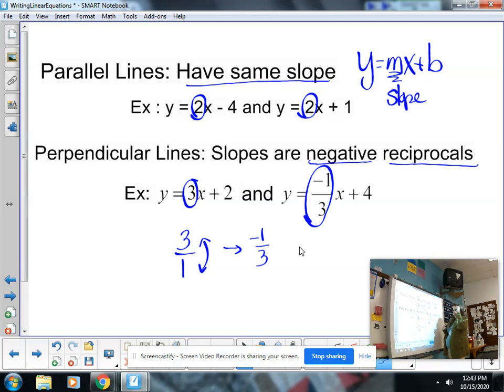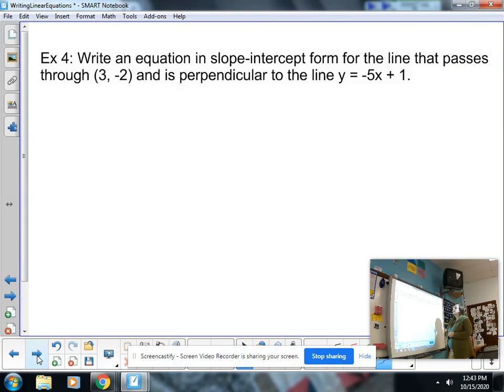So we're going to still be using point slope form, which I will write in the next example, but now with parallel and perpendicular, you need to think: if it's saying that the lines are parallel, your slopes are going to be identical. If it's saying that the lines are perpendicular, you're going to have to change it to the negative reciprocal. So this is example 4.